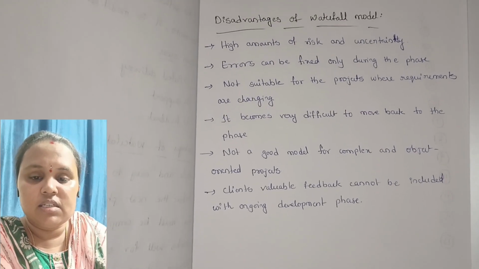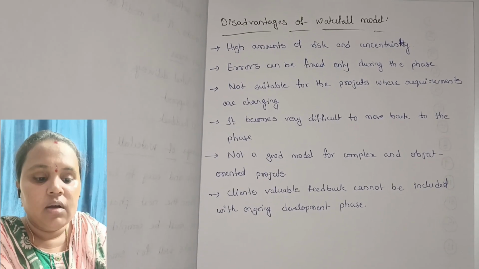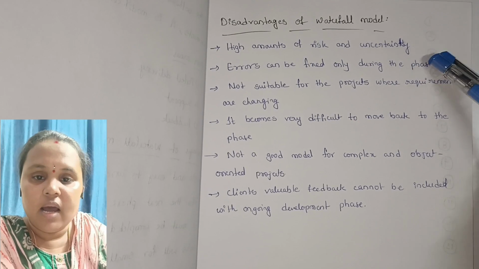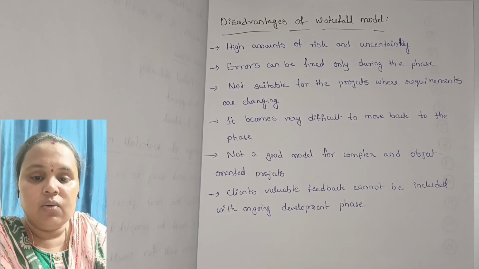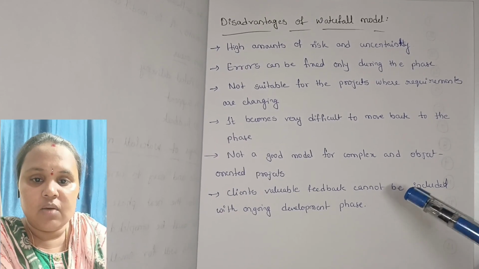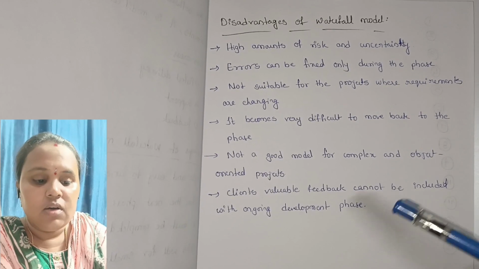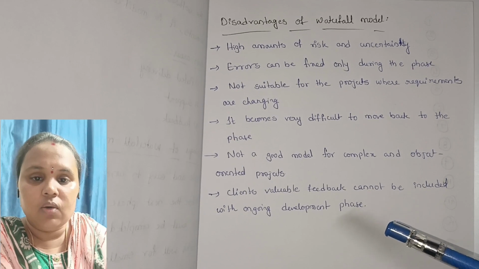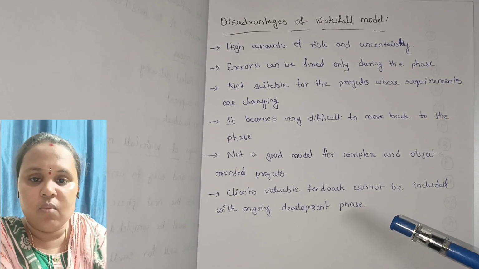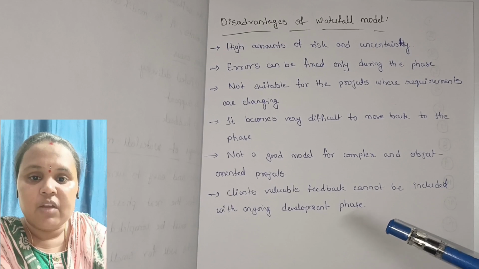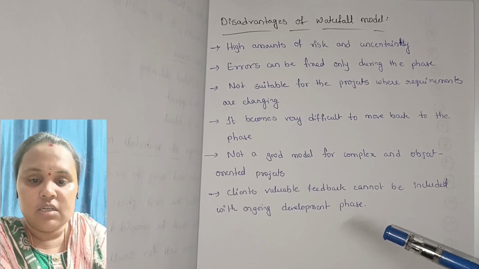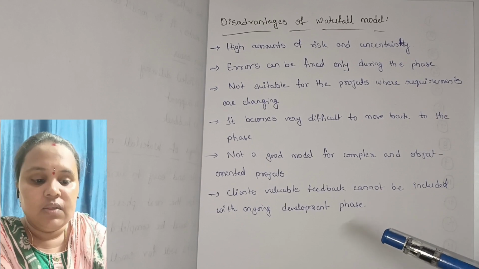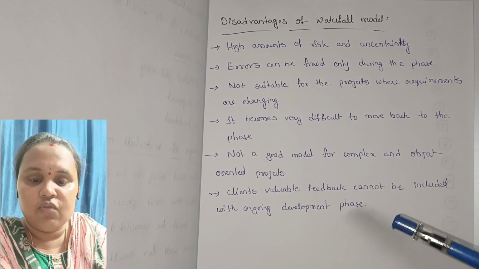Coming to the next, disadvantages of waterfall model. The first thing we can consider is high amounts of risk and uncertainty. According to the customer requirements, we should build the software. In each and every phase, we are not going to deal with the customers in the waterfall model. At the end only, we give it to the customers and take feedback from them, and again we should start from the first. That is the main drawback of the waterfall model.